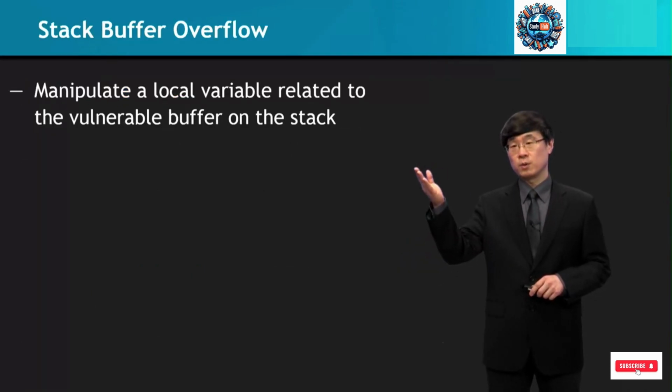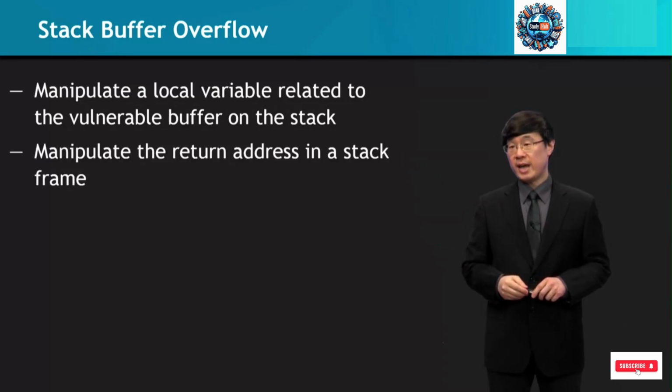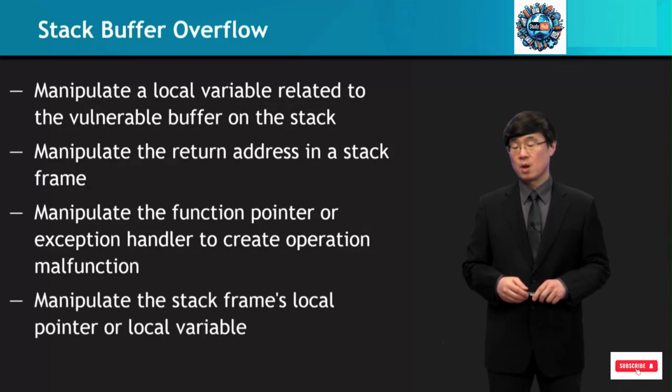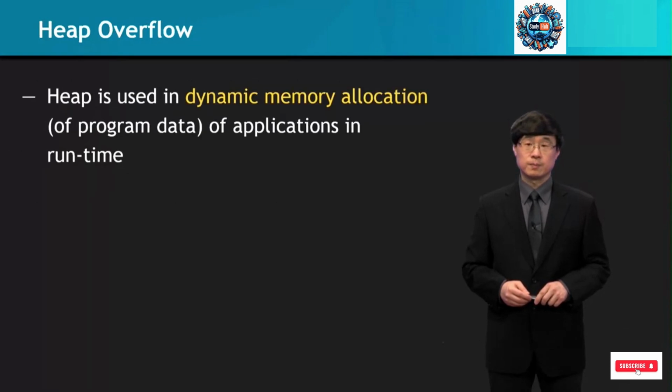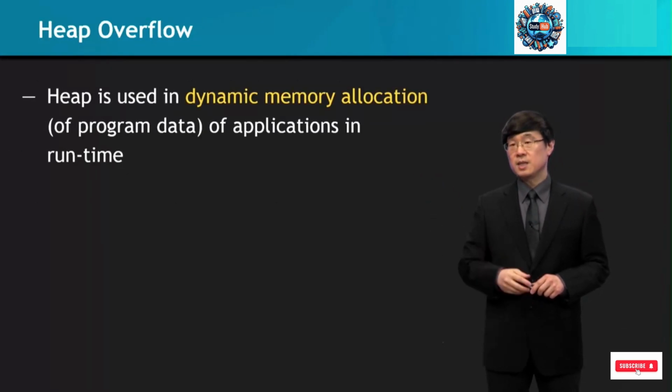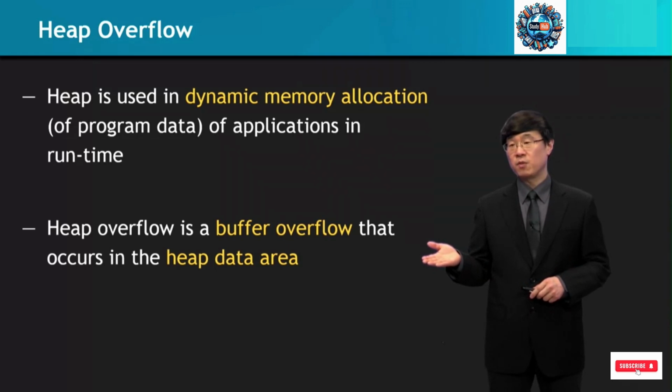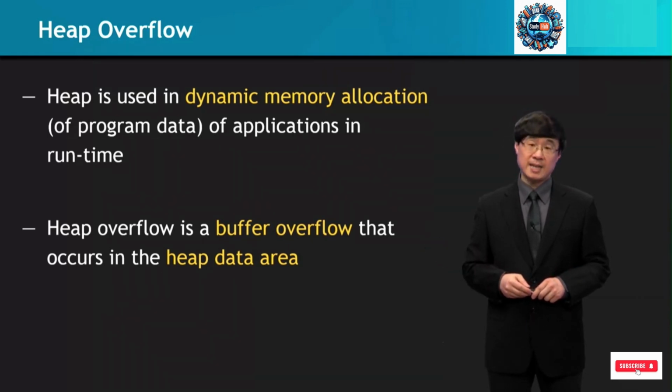Now, stack buffer overflow is created by a manipulation of a local variable related to the vulnerable buffer on the stack, manipulating the return address in a stack frame, manipulating the function pointer or exception handler to create operation malfunction, or manipulating the stack frame's local pointer or local variable. Then there's heap overflow. This is used in dynamic memory allocation. And the heap is used for applications in runtime. The heap overflow is a buffer overflow that occurs in the heap data area.